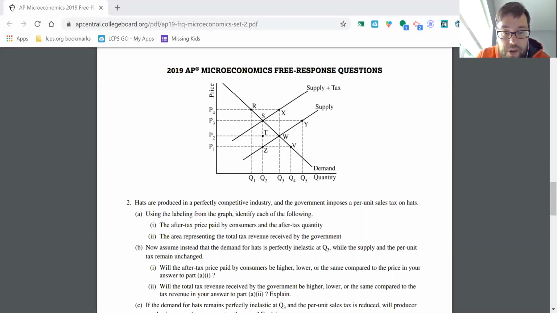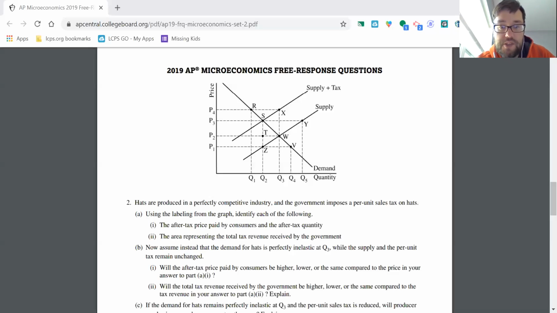All right, so now I want to know the area representing the total tax revenue received by the government. Okay, so if this is the quantity we're at, this is the after-tax price. So you want to go to the actual supply curve. This is the price that producers are actually going to receive, the difference being what they remit as the tax to the government. So you're going to take the area of this rectangle here. Shade it in there, and that is the area representing the total tax revenue.